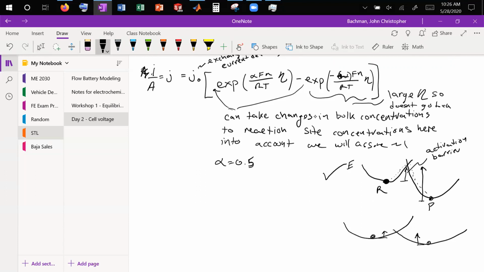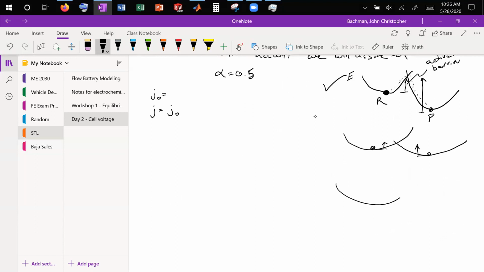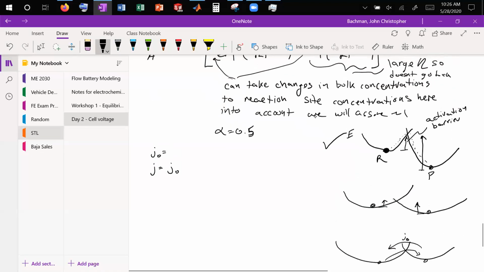So what we're going to basically say is that our current is equal to our exchange current density. I should say, if you're at equilibrium, let's say they're here and here, the exchange current density is basically how quickly they go back and forth. Some are going this way and some are going that way, and they're equal. This is your J naught. They're actually going back and forth, but at equal rates.